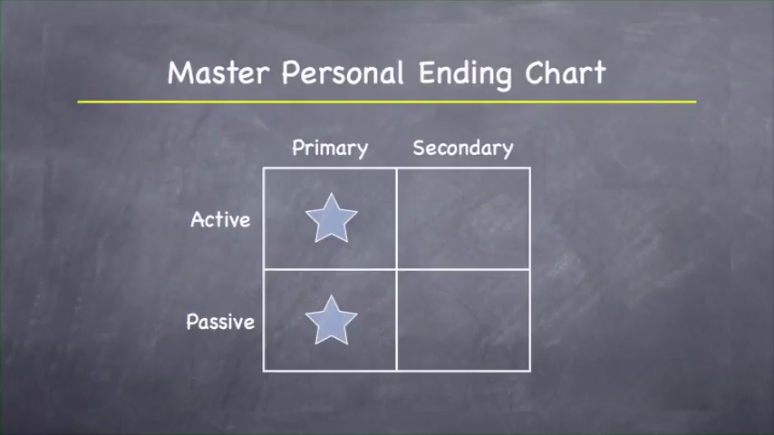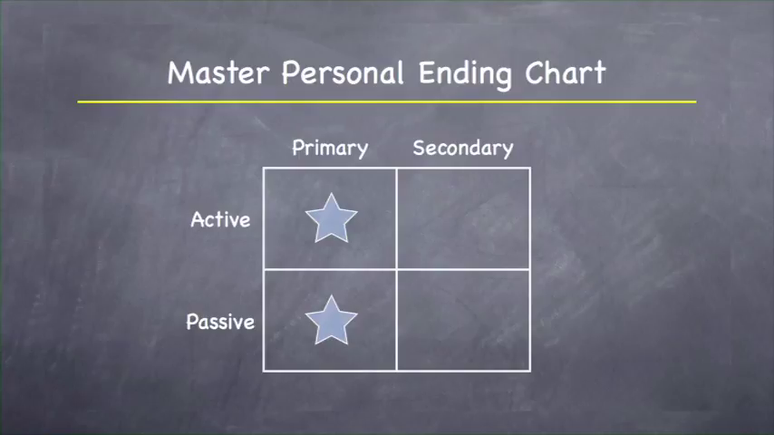Okay, let's flip over to the Master Personal Endings chart. There are 4 quadrants. Several chapters ago, we learned the primary active. What we're doing in this chapter is learning the primary passive personal endings. So we're going to be learning another 6, as I just said. We know 12 now total. We're halfway through this chart. It's not that hard, is it?